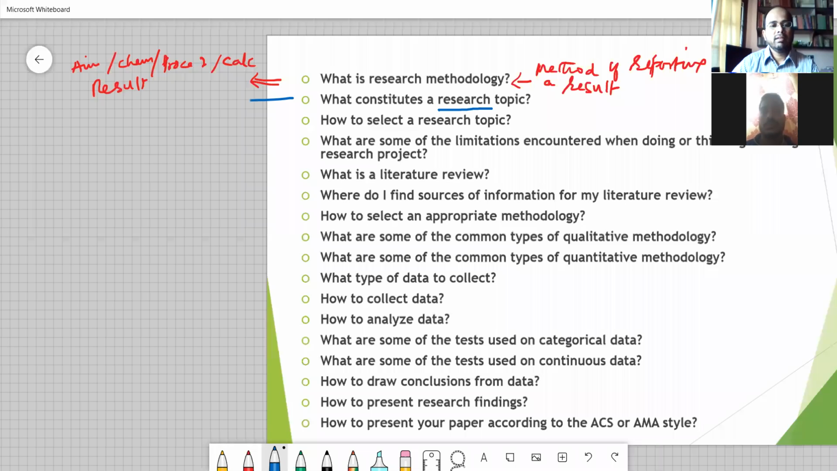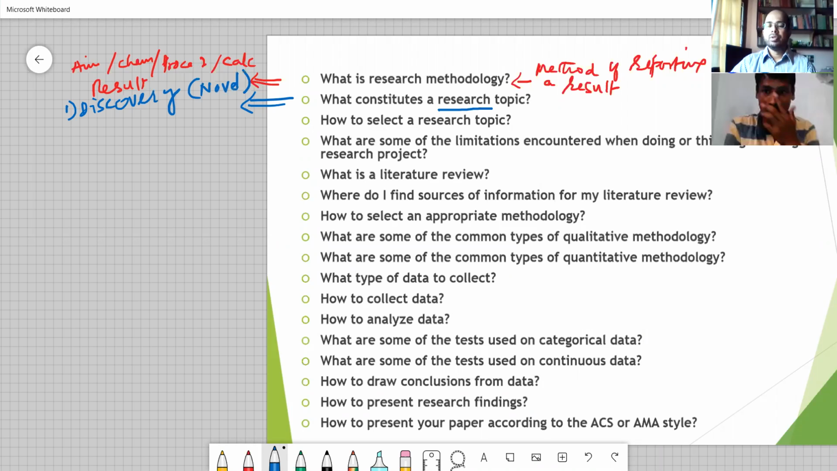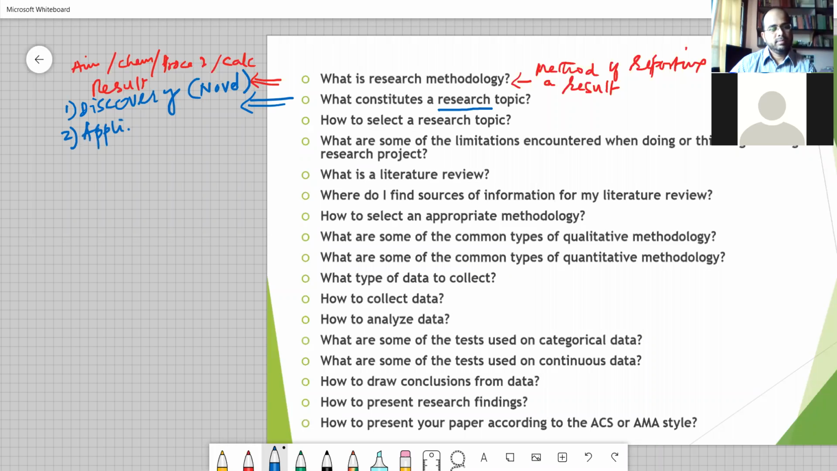So if you ask me, I'll suggest two things in research. One is a discovery, something which has not been discovered, something which is new, which we call novel. Okay, de novo, something very new, novel. That is very difficult nowadays to find. You can see how difficult it is nowadays to find a drug to contain a virus. Rather, the second part of the research topic is applicability, applied science.